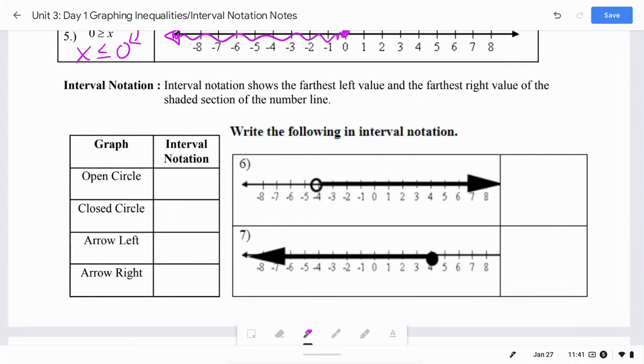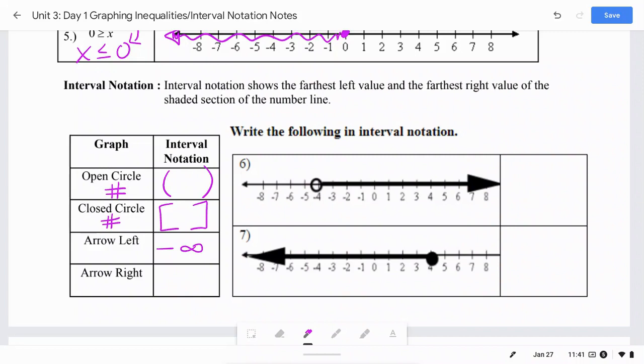Anytime you have an open circle with a number, we're going to use parentheses for interval notation. Anytime you have a closed circle with a number, we're going to use brackets. And then if there's an arrow that's pointing forever to the left, that is towards negative infinity.